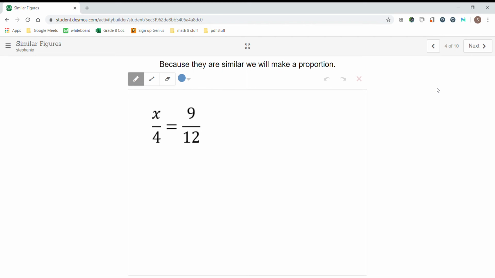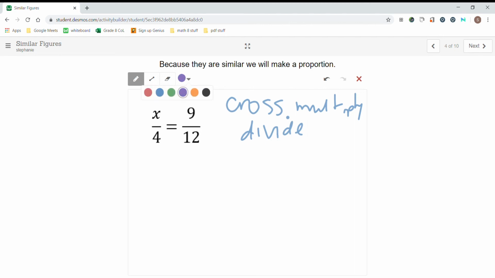All right, so with this one, we've been told that they are similar and they've made a proportion for us. So we're going to take a look at how to actually solve a proportion. What we do is cross multiply and divide. So cross multiply, and then divide. How am I going to do that? Well, we're going to make 2 x's on the diagonal. I have one and I have the other. So it literally looks like a cross, like an X. We've cross multiplied. Done.